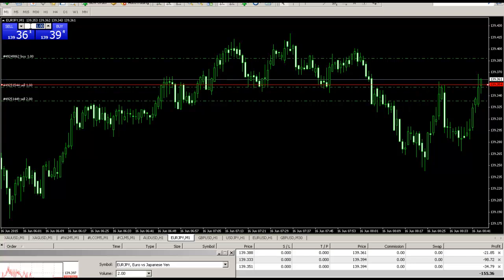Being opportunistic, I went ahead and booked some profits that were on the long side and then flipped that profit around for another sell. One buy, and I have 3 sells open.